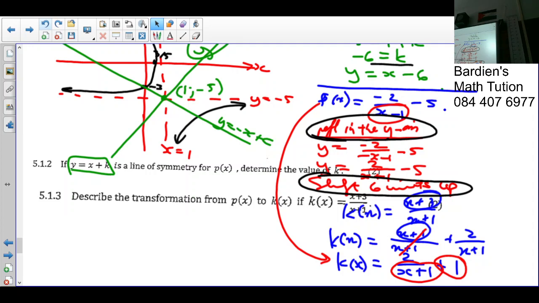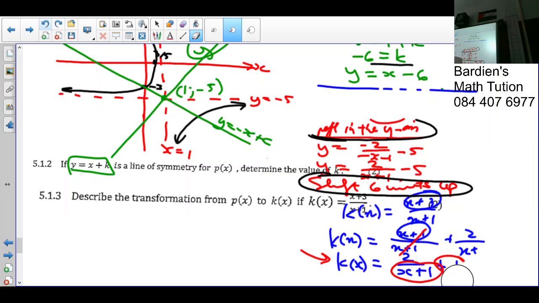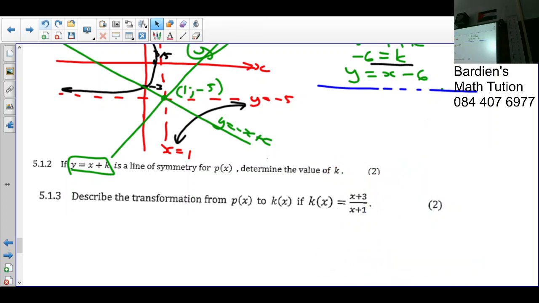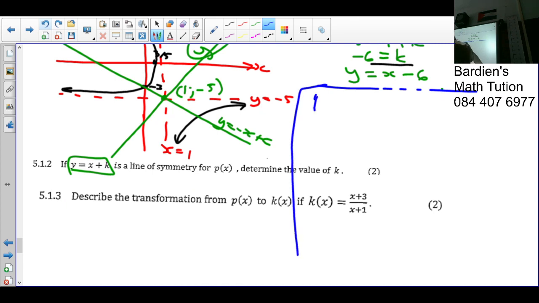The idea is to get, okay, let's go again. The equation of P of x is negative 2 over x minus 1, minus 1. They want to know how do we move from P of x to K of x, if K of x is x plus 3 over x plus 1.